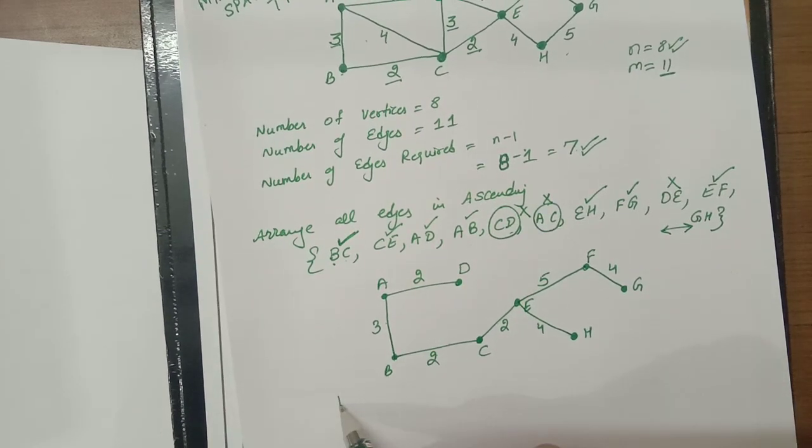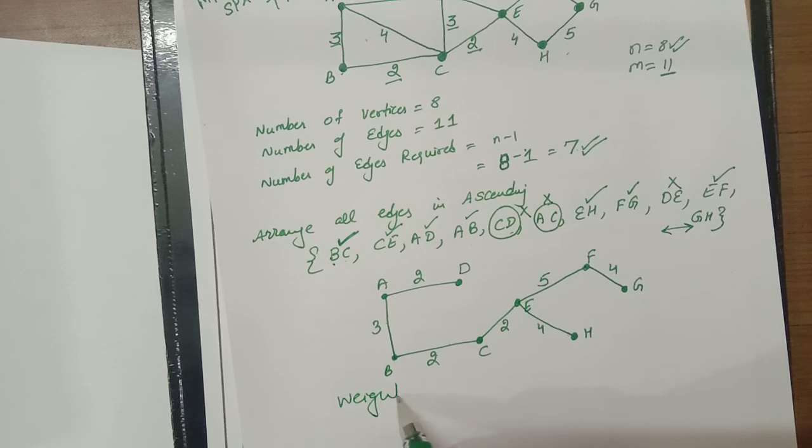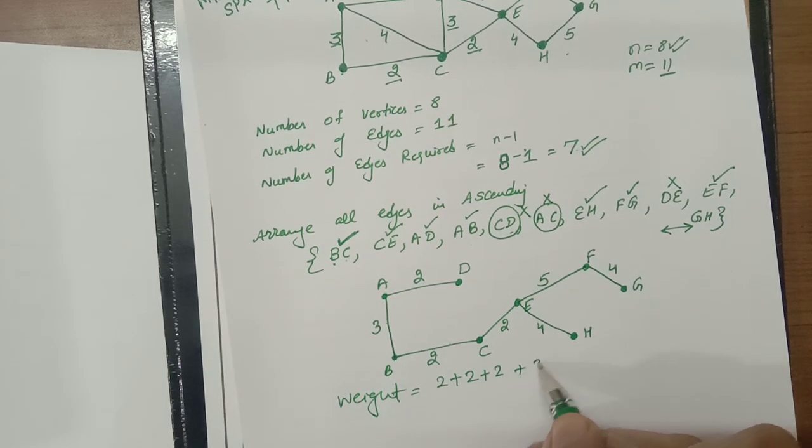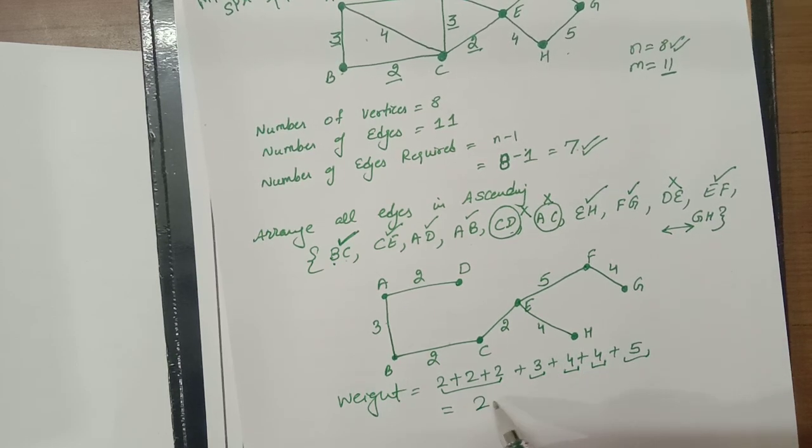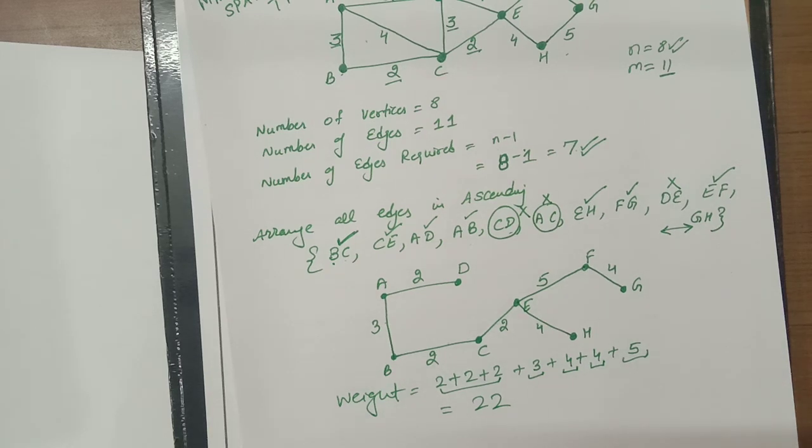And what is the minimal weight? You can check. Weight will be 3 times 2, 2, 2, 2. Then we have 3. Then 2 times 4. And last we have 5. 6 plus 3 is 9. 9 plus 4 is 13. 17 and 5 is 22. So this is my result. 22 is my final weight by using Kruskal method.